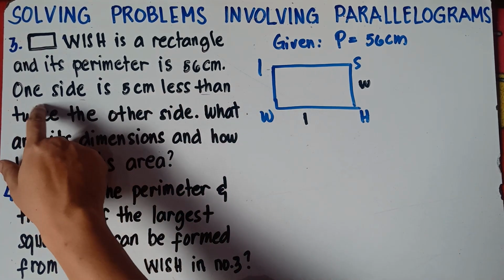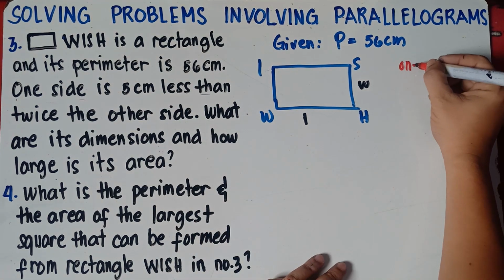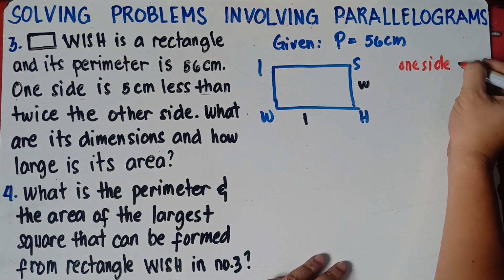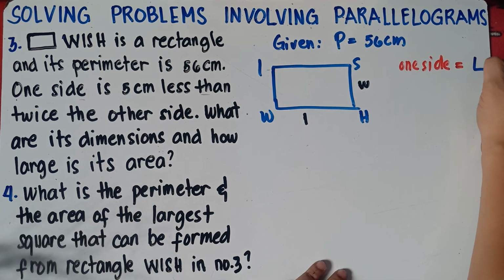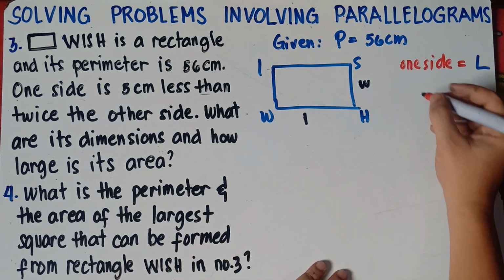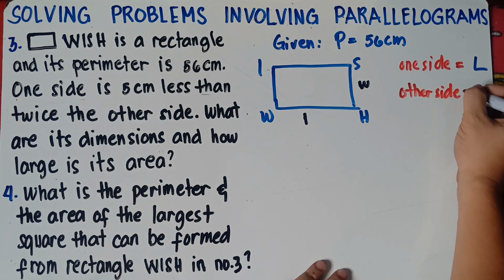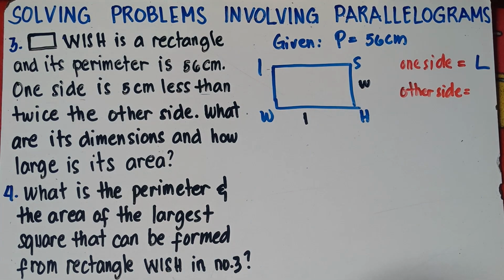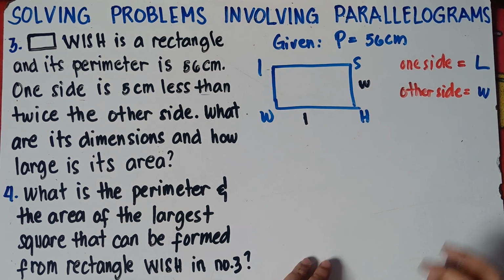So therefore, let's assume that this one side is our length. Once again, class, let's assume that this one side will be our length. So this is our length, and the other side will be our width. So that's the thing there, class. If the question is quite complicated, you will be assuming for the dimensions. So this other side will be our width.